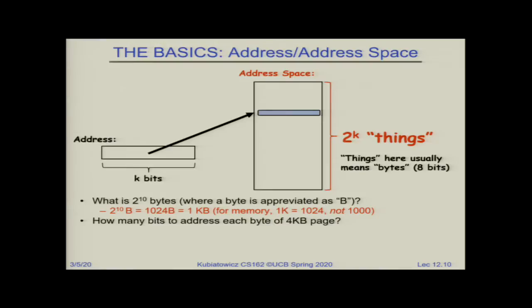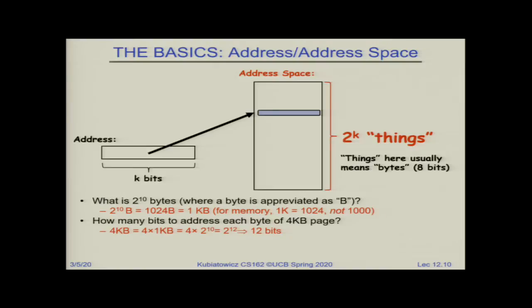How many bits to address each byte of a 4 kilobyte page? How would we figure that out? Good. You could take log base 2 of 4K. Yep, I like that. Or you could say 4 kilobytes is really 4 times 1 kilobyte, which is 4 times 2 to the 10th, which is 2 to the 12th, which is 12 bits. So 12 is the log base 2 of 4K.